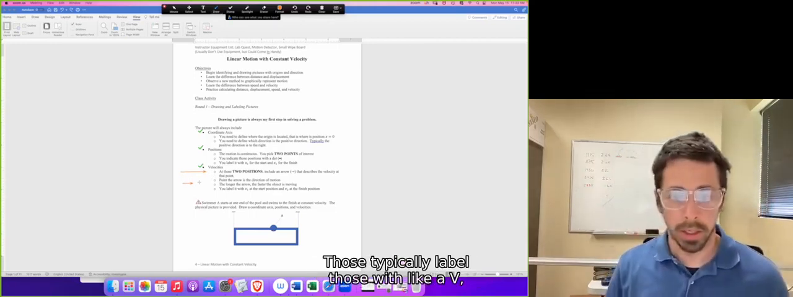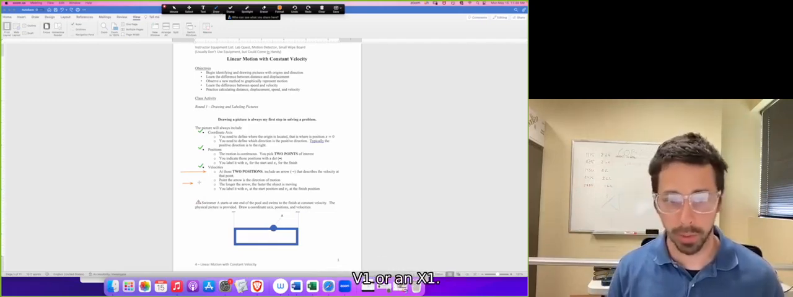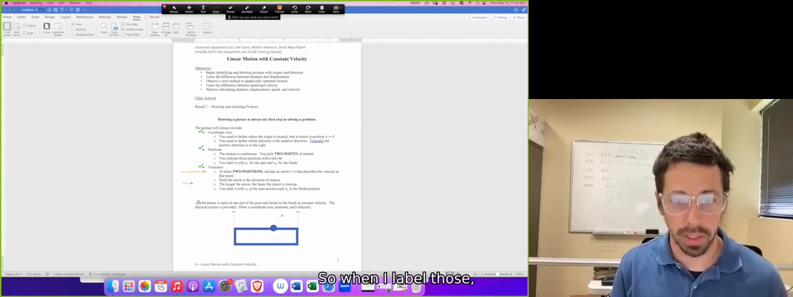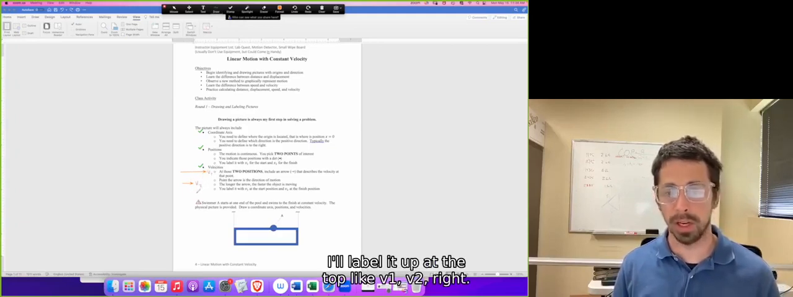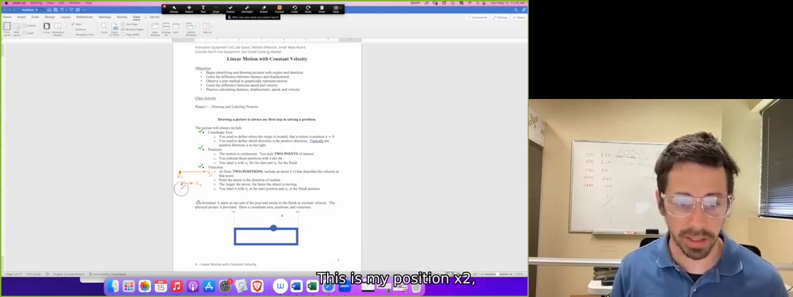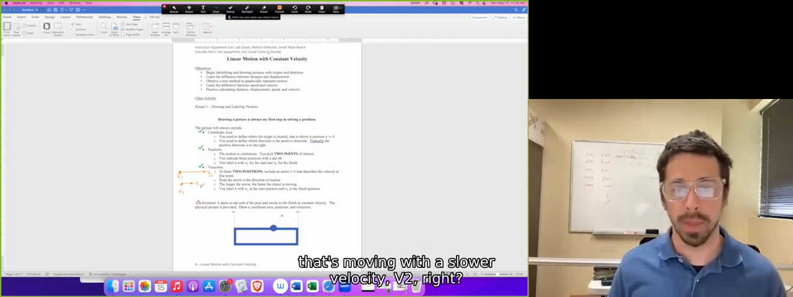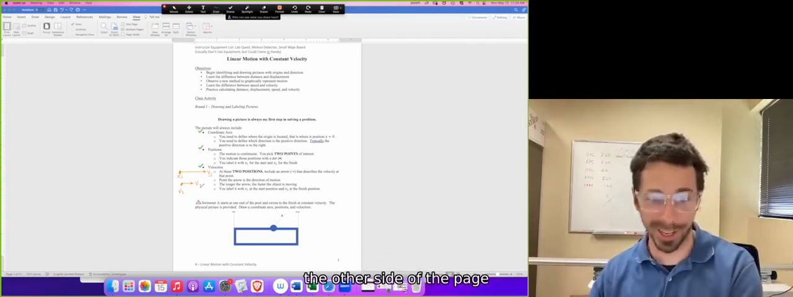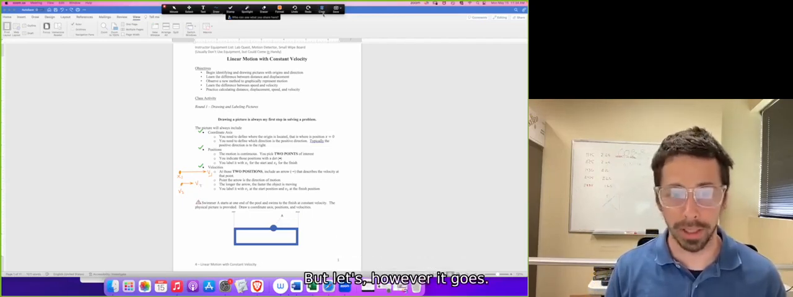We typically label those with a V1 or an X1. So when I label those, I'll label it up at the top like V1, V2. And your positions would be like, there's the position x1 that's moving with a velocity v1. This is my position x2 that's moving with a slower velocity v2. Of course, I probably should put that on the other side of the page because it's moving left to right, but it's however it goes.